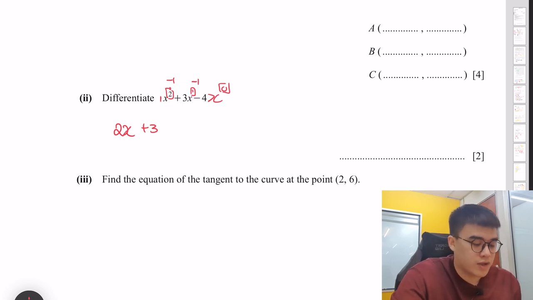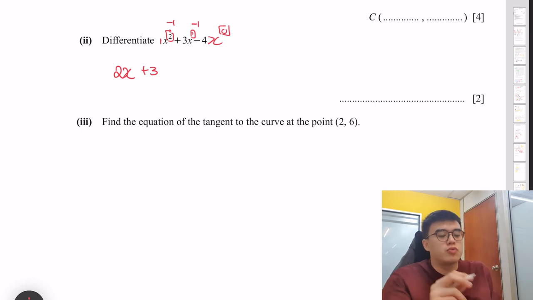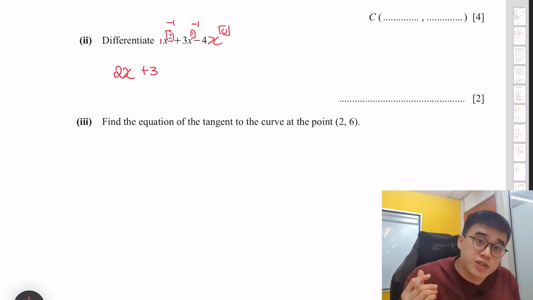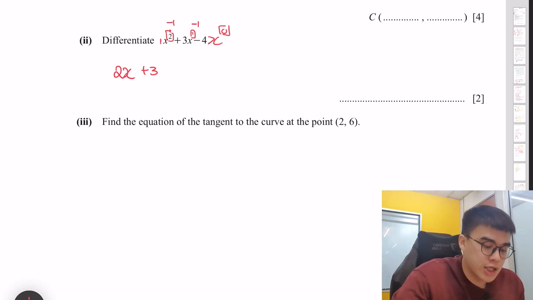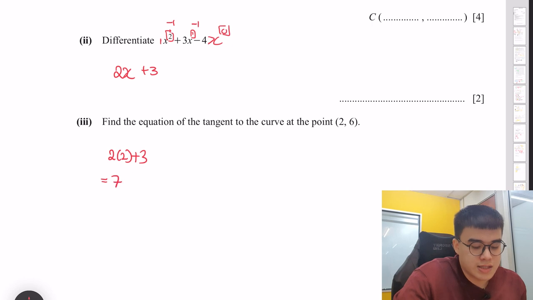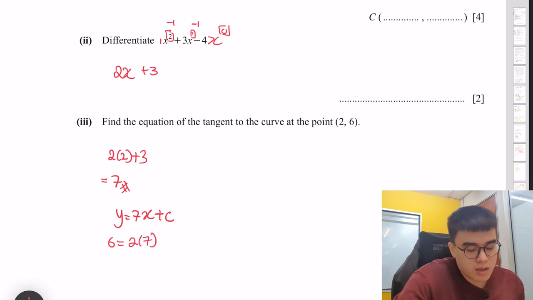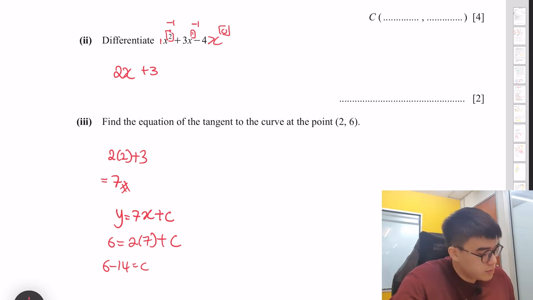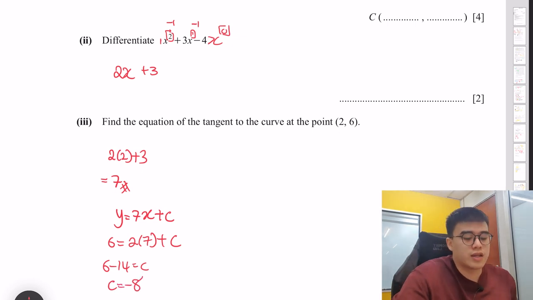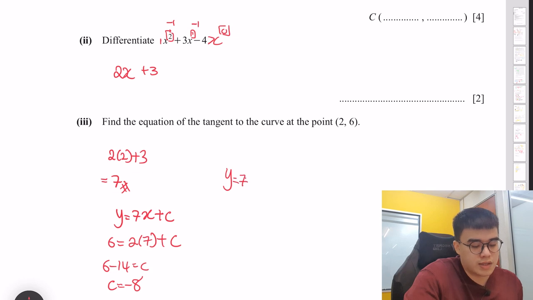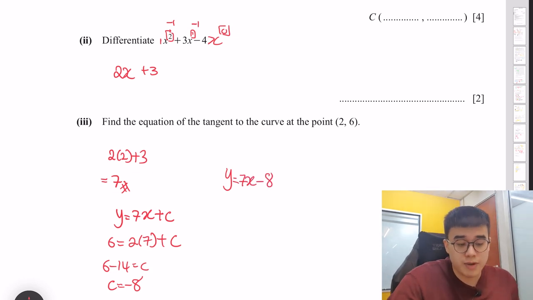Find the equation of the tangent to the curve at the point (2, 6). So for part 3, do remember that the dy/dx that we identified is actually the gradient. It's called the gradient function. So when we substitute 2 into the x position plus 3, we will get 7, where for the equation, this 7 represents our gradient. By substituting 6 and 2 into the position again, you should be able to trace your c. The calculation should be c equals negative 8. So the equation for this entire thing will be y equals 7x minus 8. So that's pretty much it for part 3.